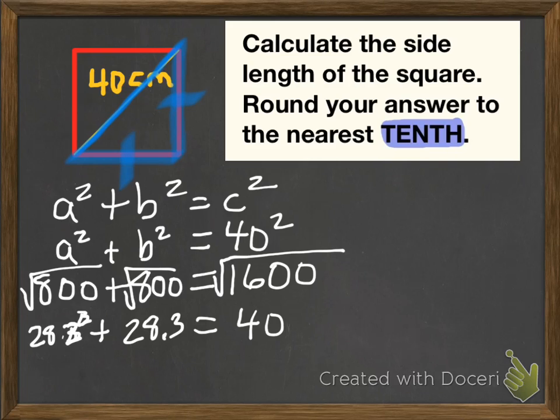Though I'm having trouble with my numbers. If I square both of those and add them, they should equal the same as 40 squared. So, we have been able to find the side length, this time given the hypotenuse, because we knew that a squared and b squared had to be the same length because of the square.